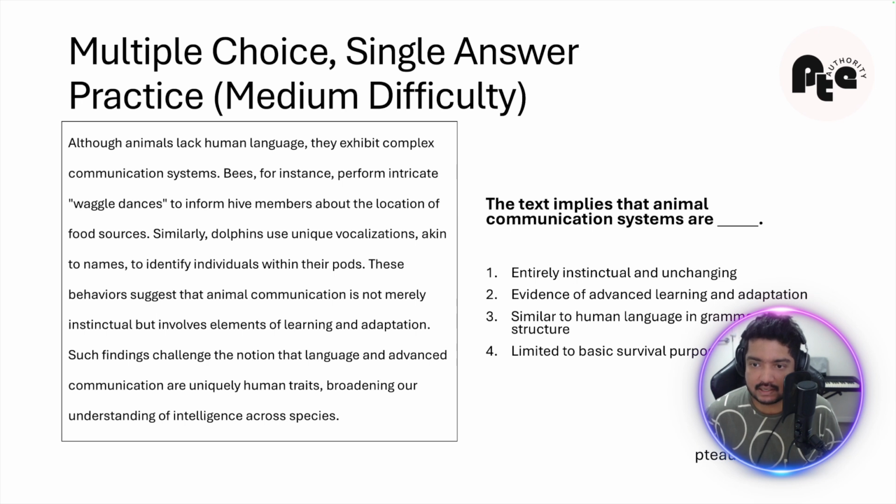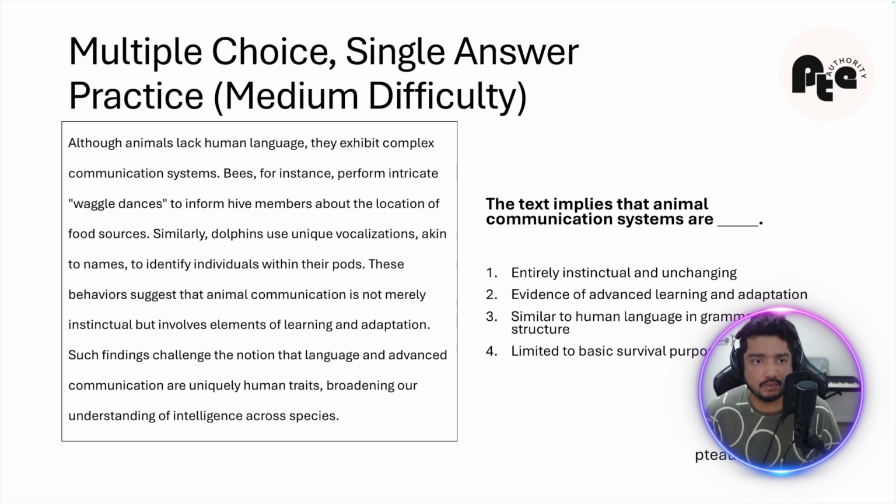The text implies that animal communication systems are blank. The text implies, so this is an inference question, so the text implies that the animal communication systems are blank. So we are looking for what animal communication systems are, or the text may not say that explicitly, but it implies that the animal communication systems are blank. Now let's go through the text.